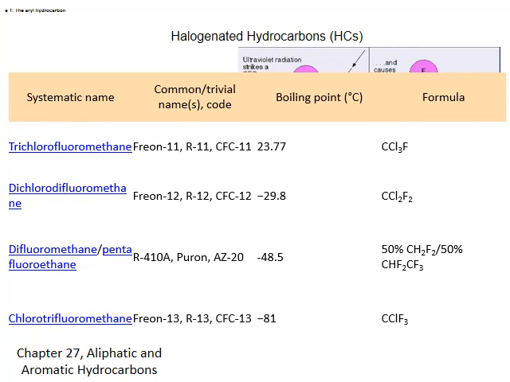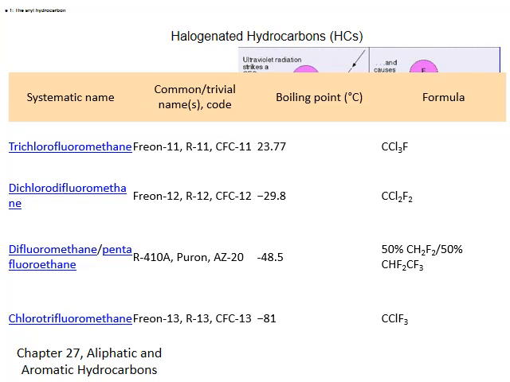Some of the common CFCs are known more by their trivial or common name. Freon, you may have heard of Freon. Well, there are different types of Freons, and these are used as coolants for refrigeration, air conditioning systems, and so on. There are various Freons with various formulas, but if you look over to the right, you can see that these are chlorofluorocarbons of varying compositions, but C, F, and Cl are present in these molecules.